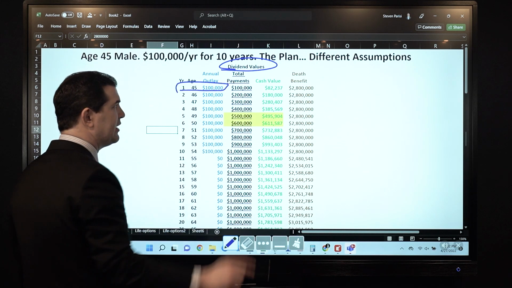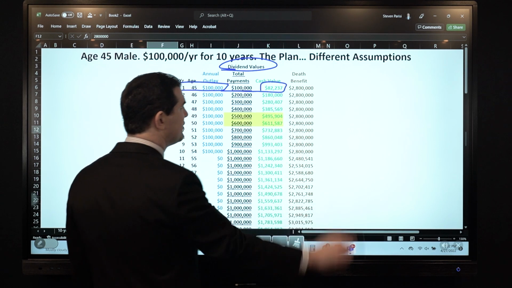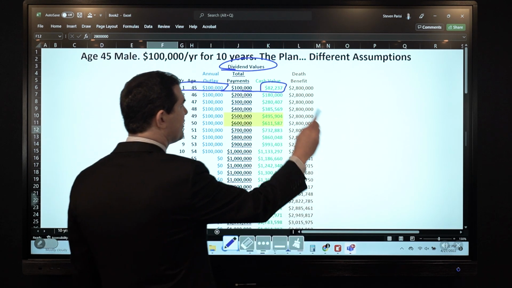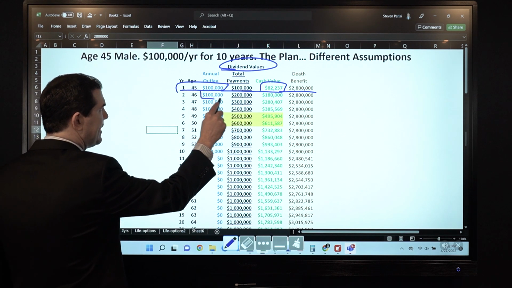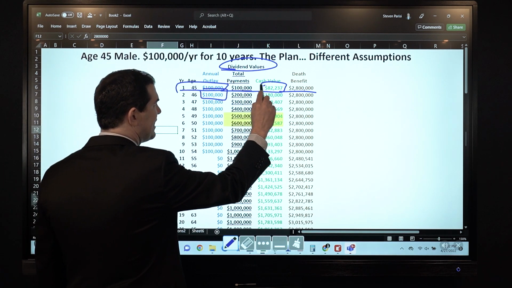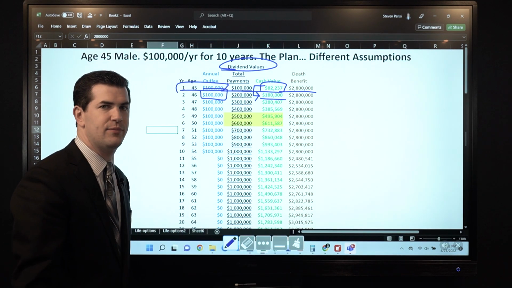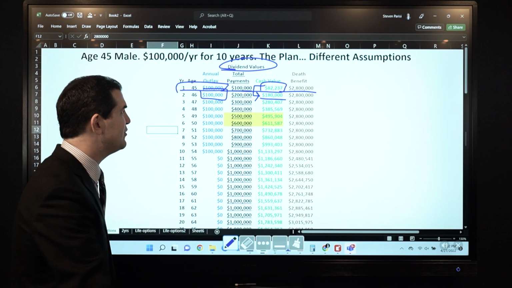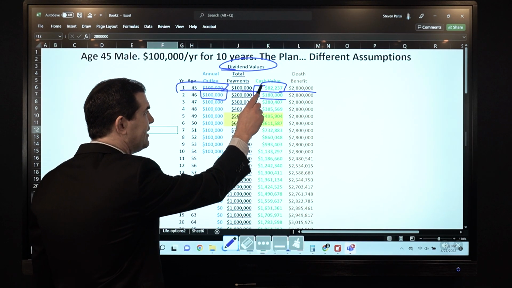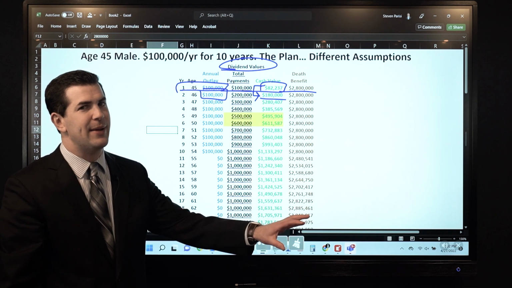45-year-old individual, $100,000 in. First year cash value, $82,000 and change. Death benefit, $2.8 million. Next year, he pays in $100,000. His cash value grew from 82 to 180. So if he was earning 0% and he pays in $100,000, the cash value would grow what? From 82 to 182. So he didn't quite get all of his money back.